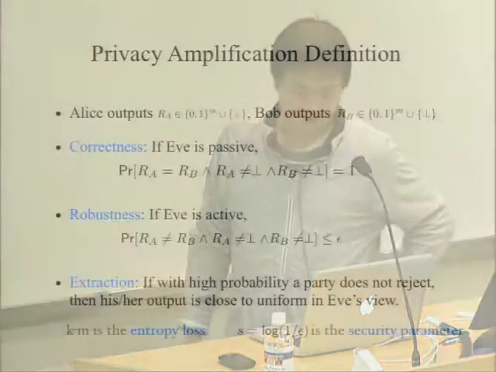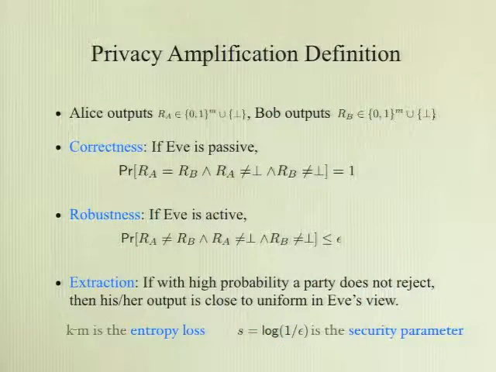Okay, and now we have the two parameters that are of particular interest here. So first of all, this k minus m. m is the length of the output. k is the entropy of the original weak random source. So k minus m is the entropy loss of the protocol. And we also have this parameter epsilon here, and we'll define s, which is log 1 over epsilon, to be the security parameter of the protocol.